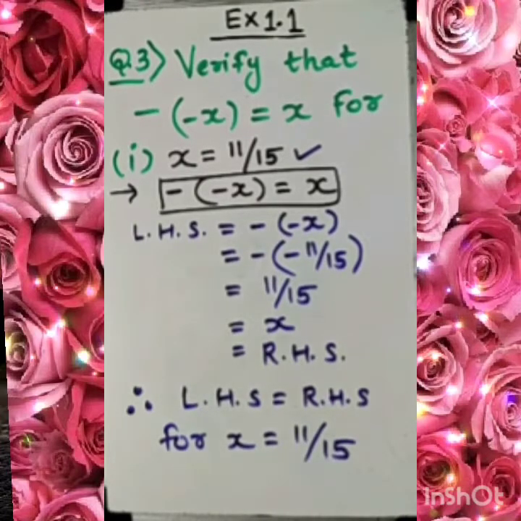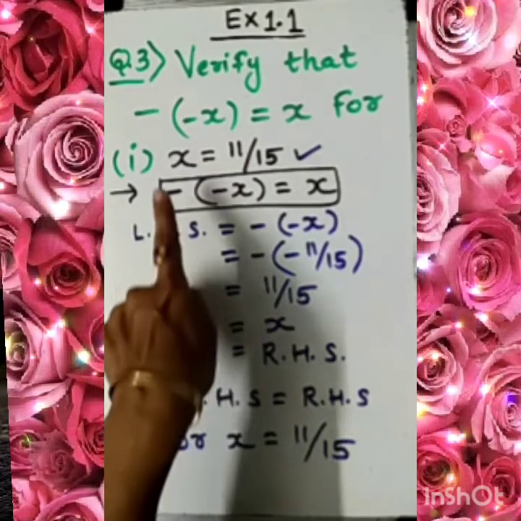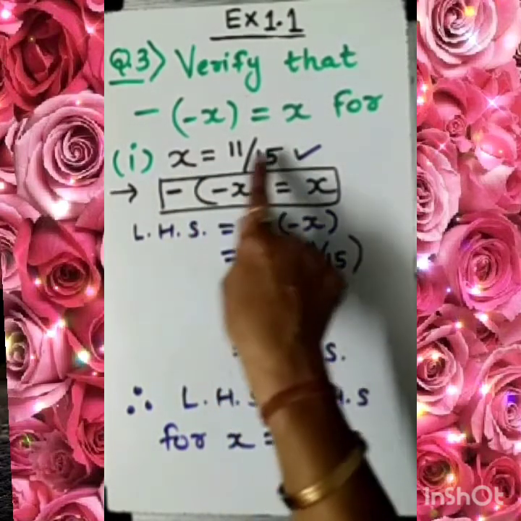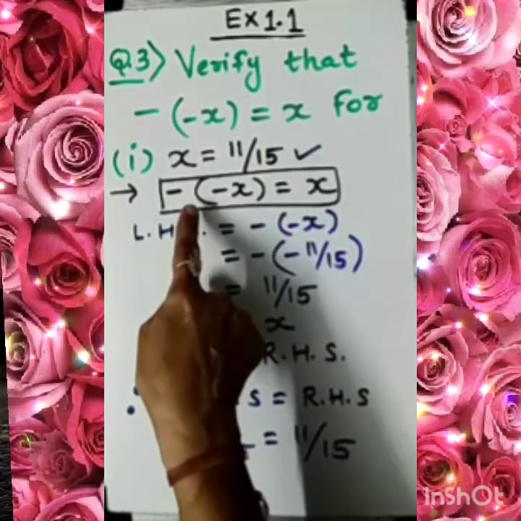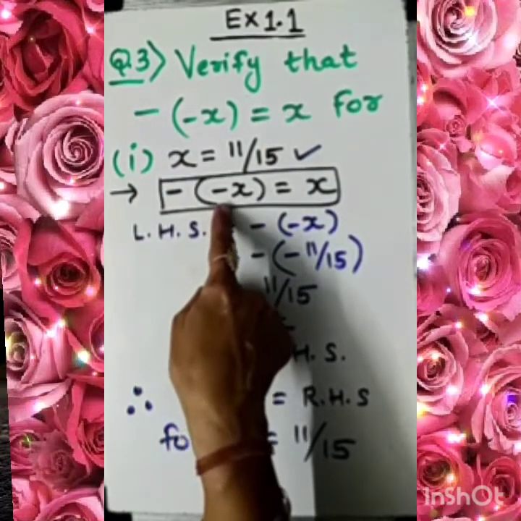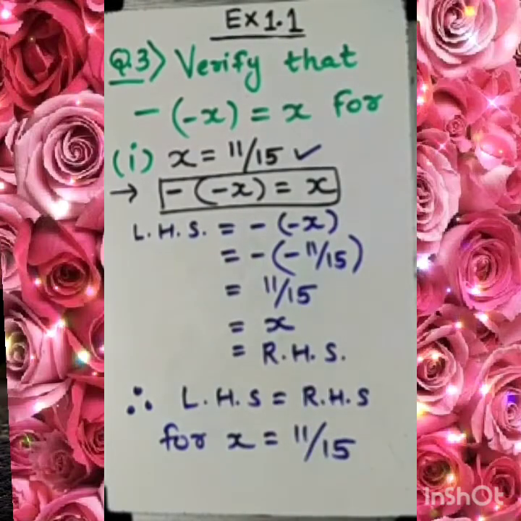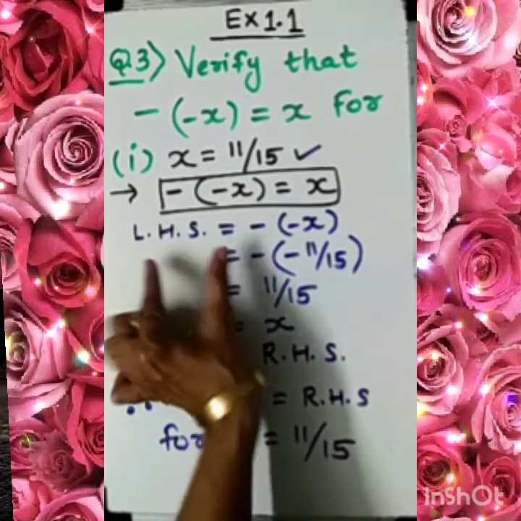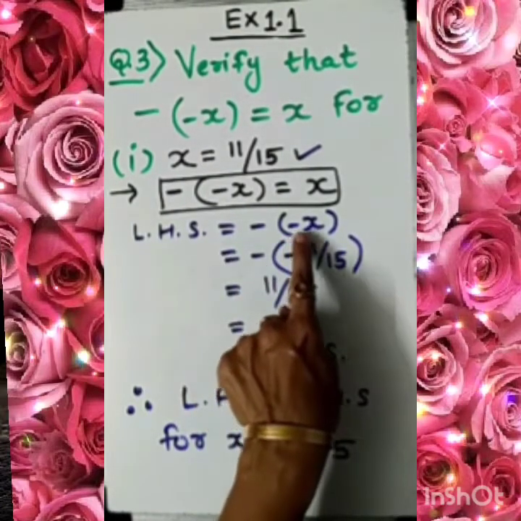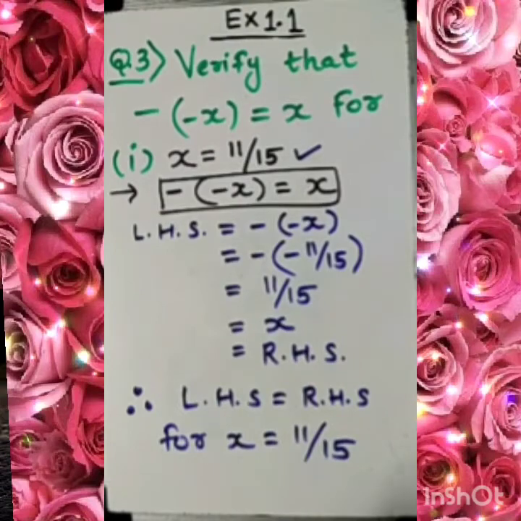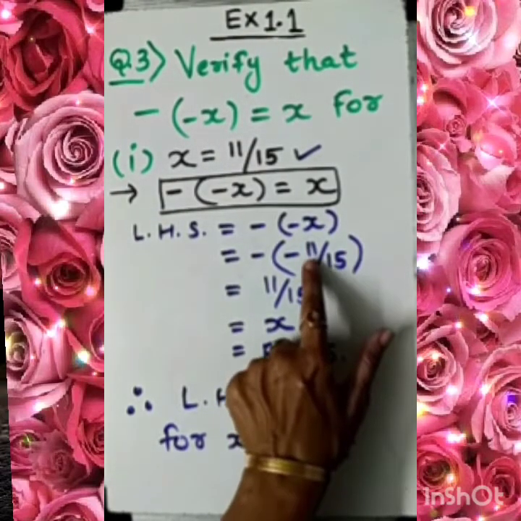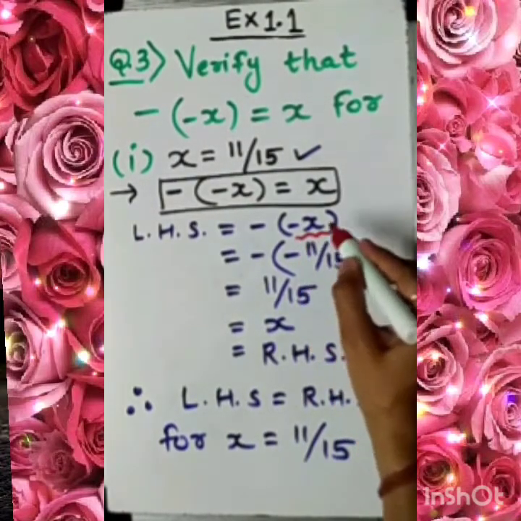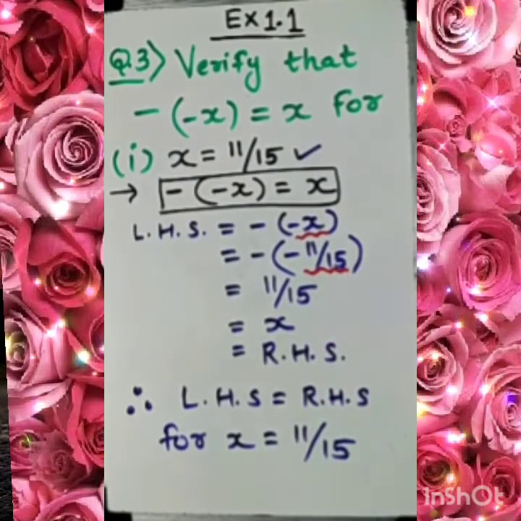So here I am explaining the same thing again. The question says x equal to 11 by 50. One of the values of x is given, right? Beside this, we need to prove minus of (minus x) equal to x along with this value. So let's begin with LHS. What is the LHS we are given? Minus of minus x. Nothing I have done. In place of x, I am putting the value of x, that is 11 by 50.